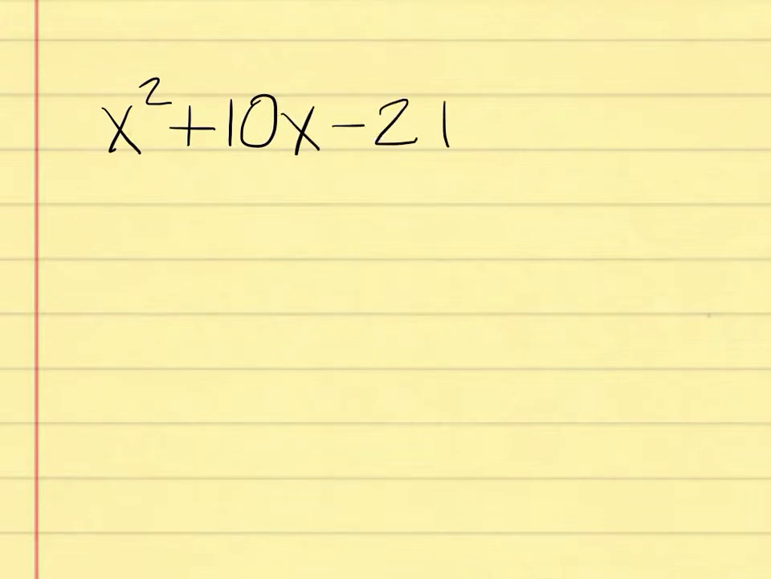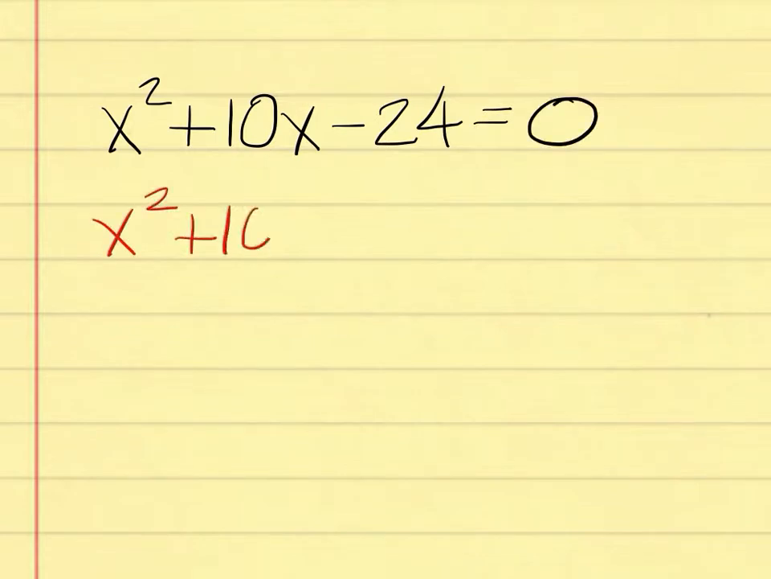The following is an example problem. The next problem is x squared plus 10x minus 24 equals 0. The first step is to leave the x squared plus 10x on the left and move the minus 24 to the right and make it positive 24.